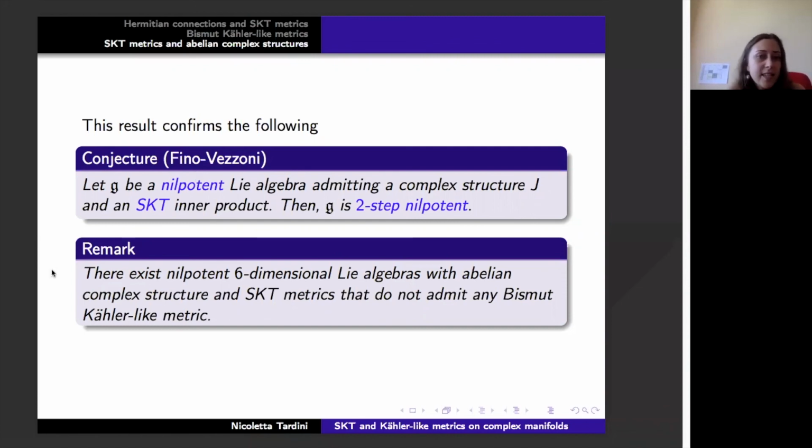There exists an example. Actually, you can find it in the paper by Angella, Ugarte and Villacampa, of a nilpotent 6-dimensional Lie algebra with abelian complex structure and SKT metrics that do not admit any Bismut Kähler-like metric. So even though the complex structure is abelian, the two conditions, being SKT and having nice symmetries for the curvature, do not coincide.